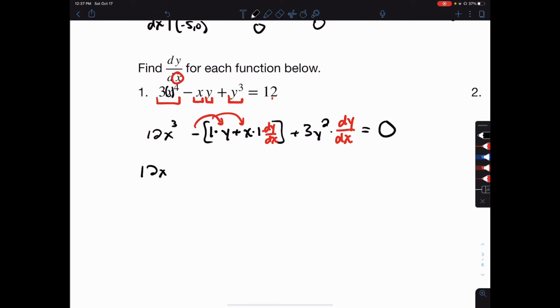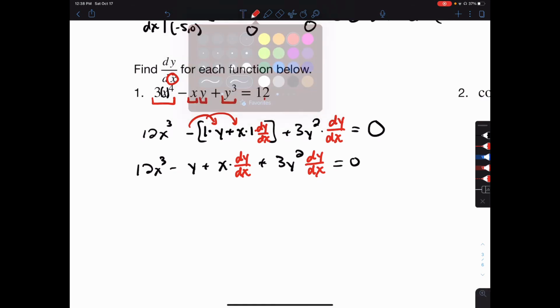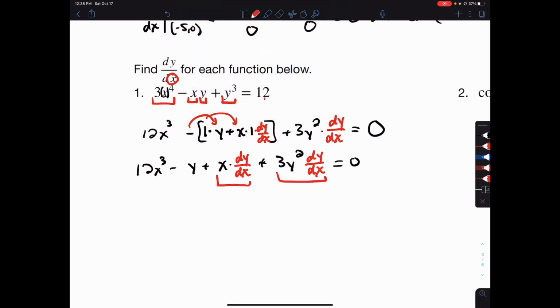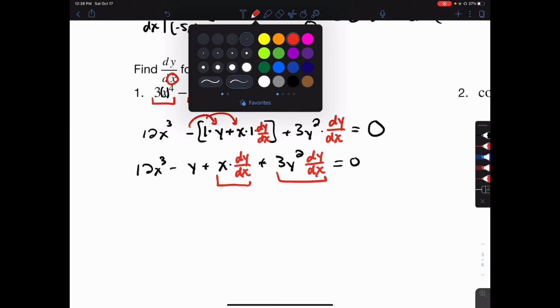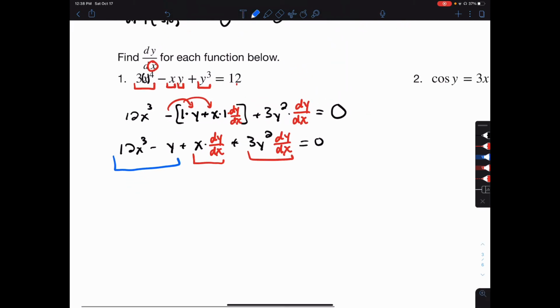We're going to get 12x cubed minus y plus x times dy over dx plus 3y squared times dy over dx equals 0. Now you'll notice that there are 2 terms here that have dy over dx in them. You can't add those together, they're not like terms. There are 2 terms here that don't have dy over dx in them. I'm going to move these to the right side of the equation by subtracting a 12x cubed from both sides and adding a y to both sides.